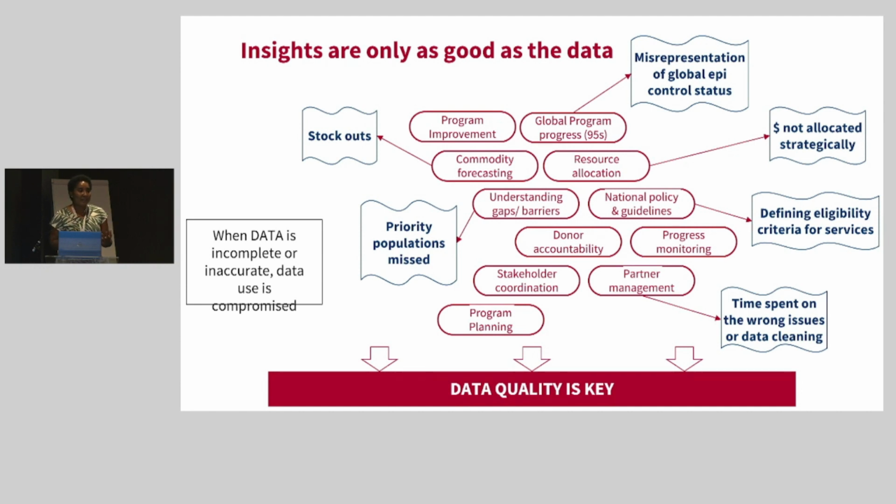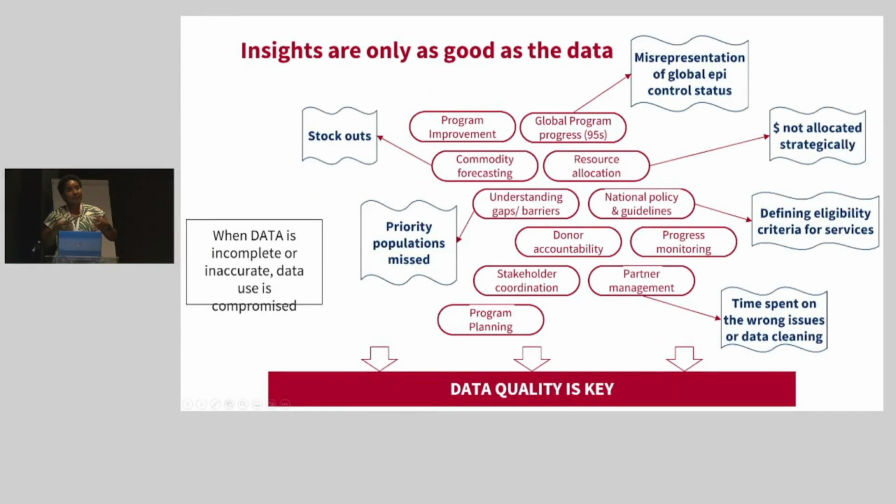That's when all of our big numbers are shared with the rest of the world. There are concerts involved, but sometimes those numbers get looked at closely. And if there's an error in those numbers, then there's a misunderstanding of how we're doing, the money not being allocated strategically, and it affecting our resource allocation, up to the national policy and guideline development level, defining eligibility criteria for services.